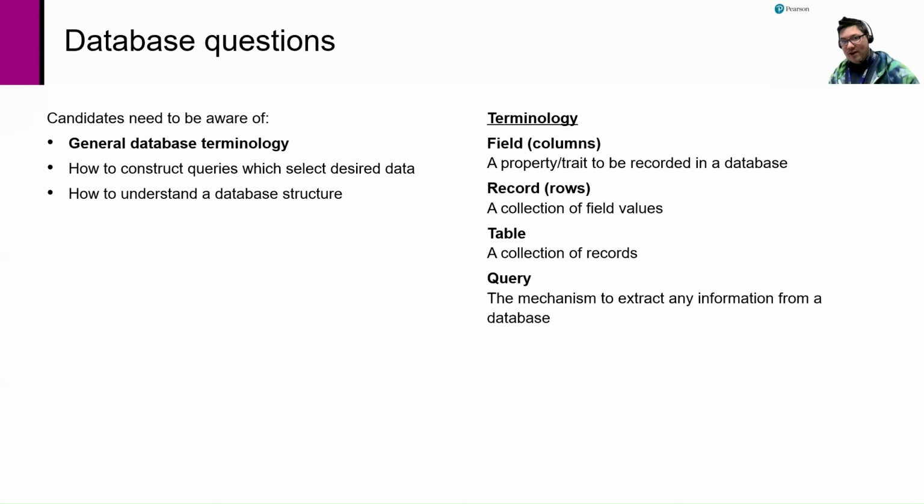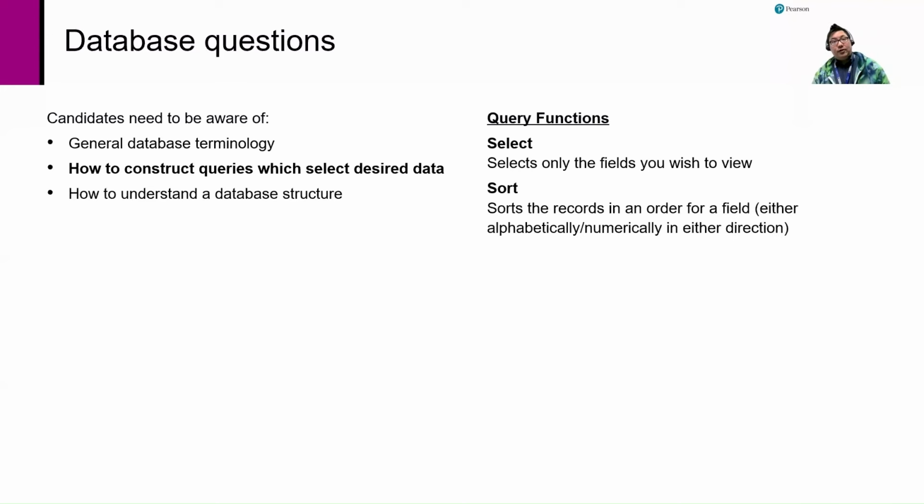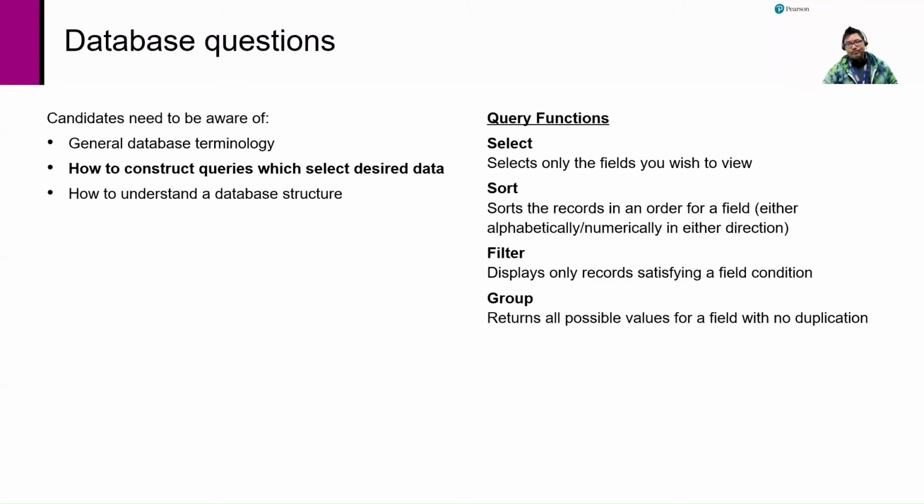Now, this is the key word here, query. In order to get any information out of a database, you have to construct a query. Now, what can that query do? Well, a query can select data. It can select only the fields that you want to view. You can have loads and loads of information in the database, but you only care about, for example, the first name and their date of birth, so you can construct a query that will only select those 2 fields. It can sort the data into a particular order, either alphabetically or numerically. It can do a filter as well. It can only display records that satisfy a particular field condition. Now, this one's unique to a database, a group. A query that groups data will return all possible field values with no duplication at all.